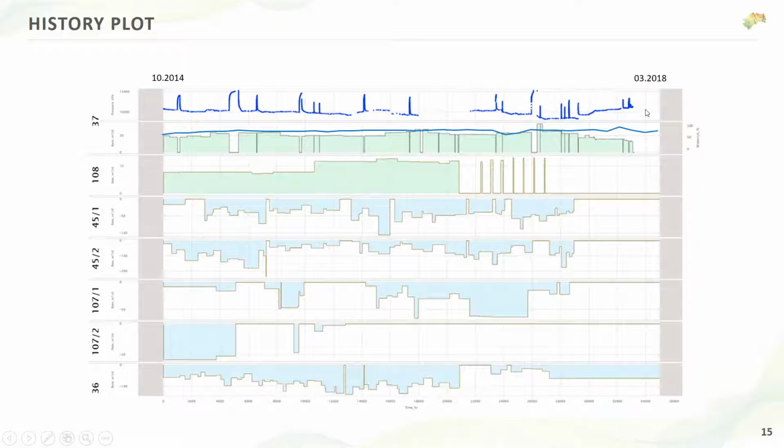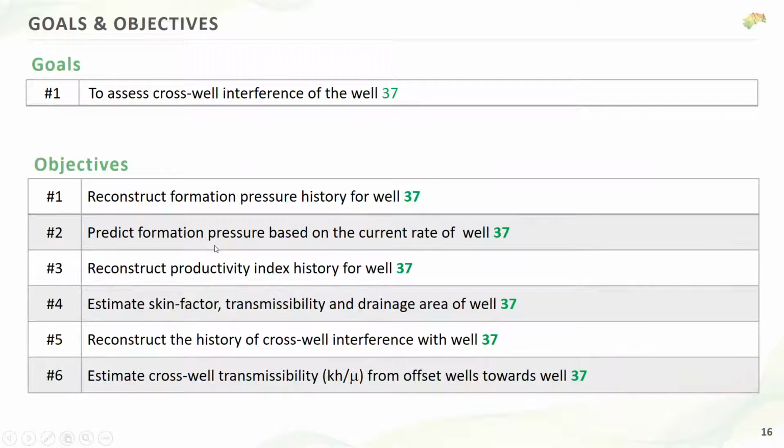Okay, so we have taken about 4 years of production of the well 37. There were several build-ups due to technical reasons. So here it was not so difficult to reconstruct the formation pressure, but to reveal the well interference, it was challenging without MRT. Okay. So the goal was also to reveal why we have a production decrease at the last period of production, and to see what is the cross-well interference, and to recommend what we should change in our injection wells mode to increase production in well 37.